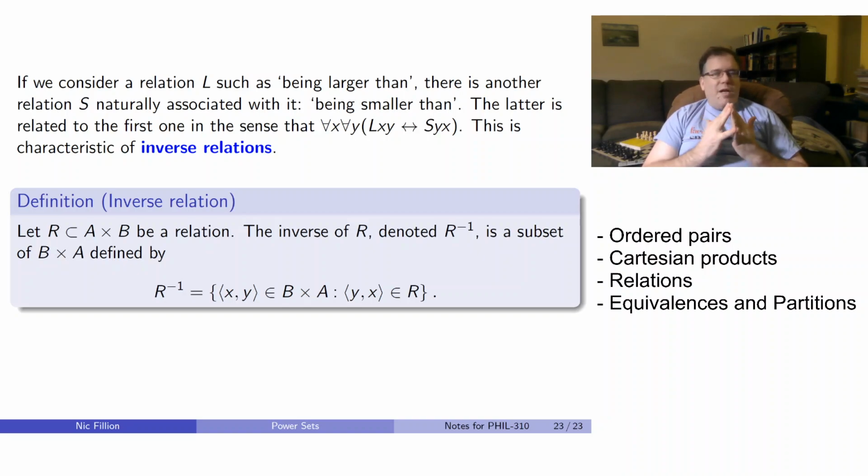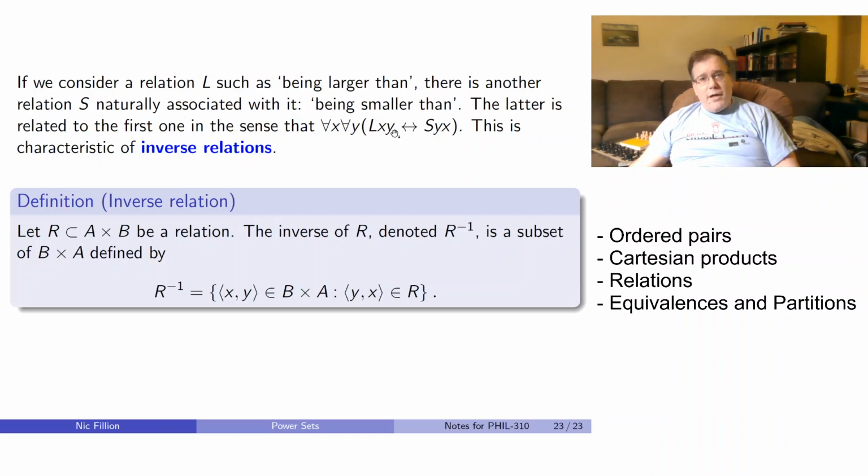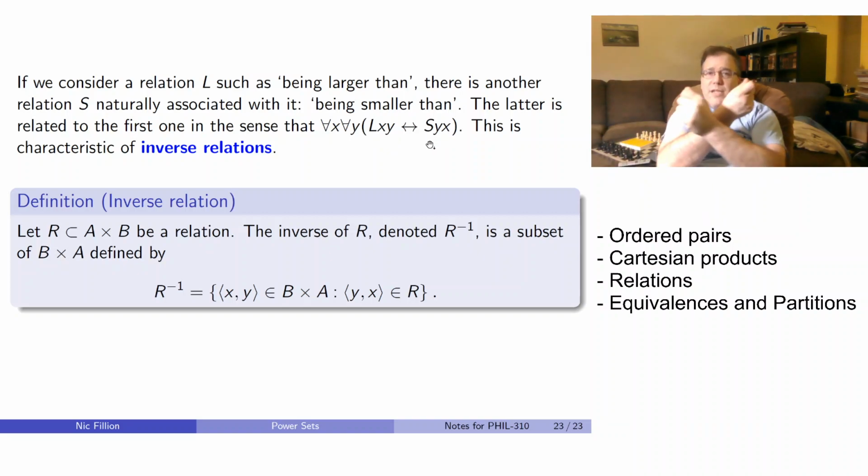So if you take a relation like being larger than, there's normally one other relation that is naturally associated with that relation, namely being smaller than. And one of the important properties of those two relations is that for all x and y, if x is larger than y, then y is smaller than x, and vice versa, right? So we just take the two arguments x, y, and we rewrite them in the opposite order. And that's characteristic of inverse relations.